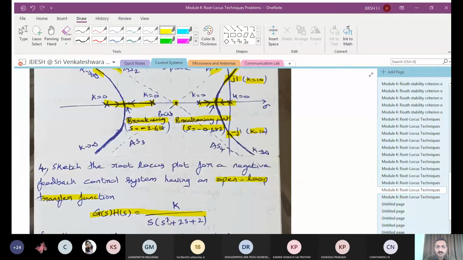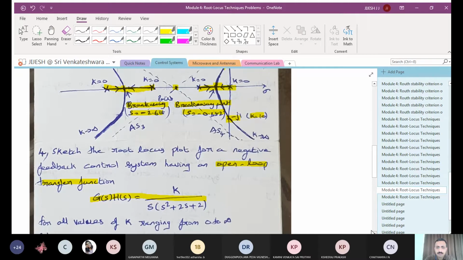Since it is the fourth problem, you can try the step by step process. I will support you to draw the entire root locus. So you can just start doing the problem. G(s)H(s) is equal to k divided by s into (s square plus 2s plus 2) for all values of k ranging from 0 to infinity. So try to solve it.